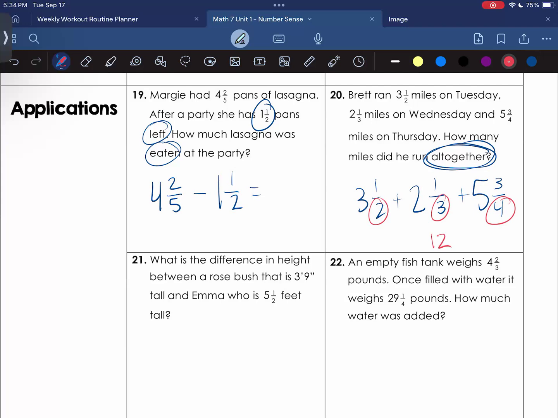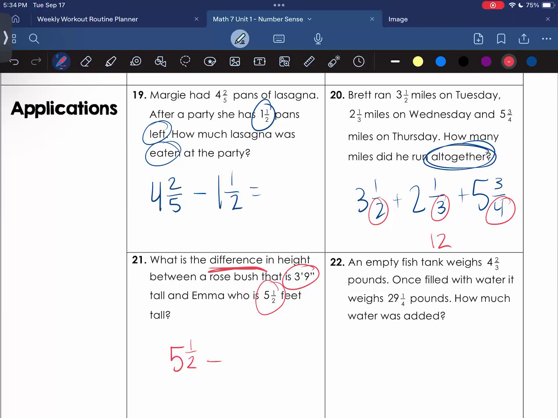Number 21, it says, what is the difference in height? That's your keyword right there. That tells you that you're going to have a subtraction problem. Okay. That is 3 foot 9 inches and 5.5 feet tall. So we have a mix here of feet and inches. We need to get them converted to the same unit. So I'm going to pick feet. So we already have 5.5 feet.